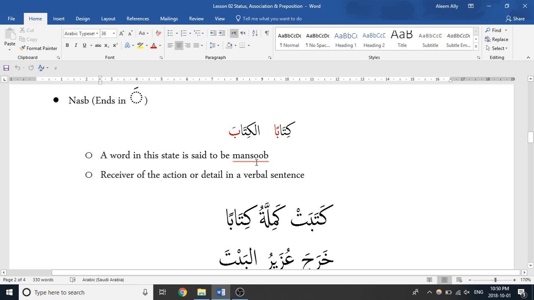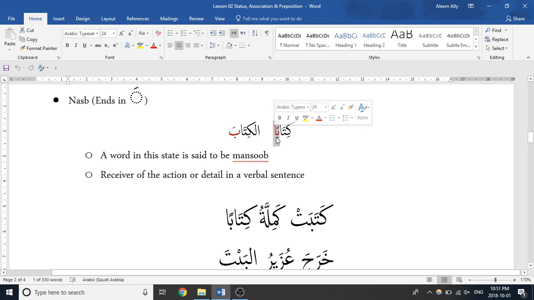So just like how we called words that are nouns that are in a state of rafa, marfu, like people just say, they refer to it as marfu, which literally just means a noun that's in rafa. Mansub is the same thing. It's just a noun that's in nasb. They just call that mansub. And that's represented by either two fathas on the end or one, right? For indefinite and definite.